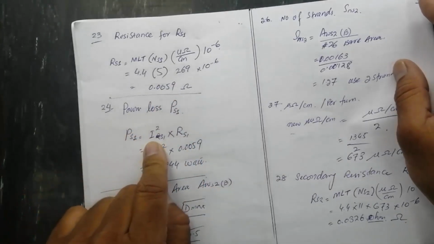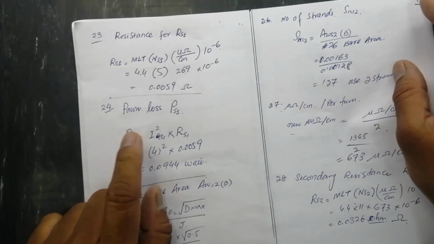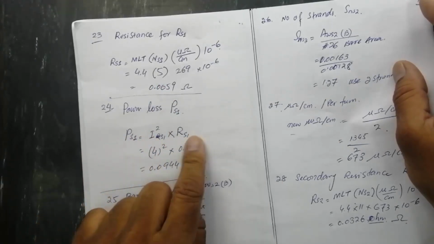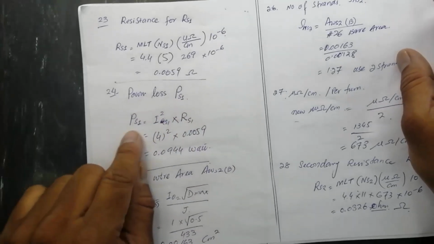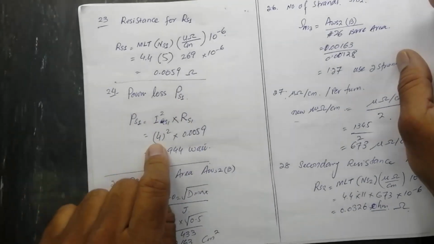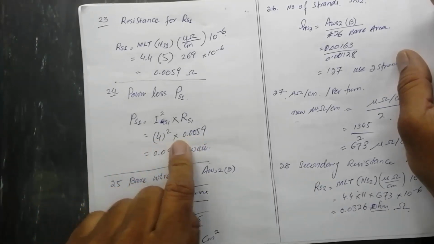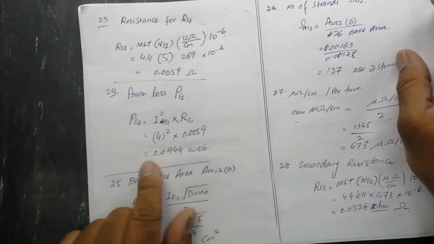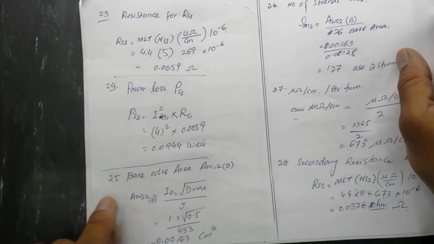So when we know the resistance and the current, we can find P is equal to I square R. Power loss in secondary number 1, PS1. So 4 ampere current will flow in secondary number 1, 4 squared times the resistance, it will be 0.0944 watt.